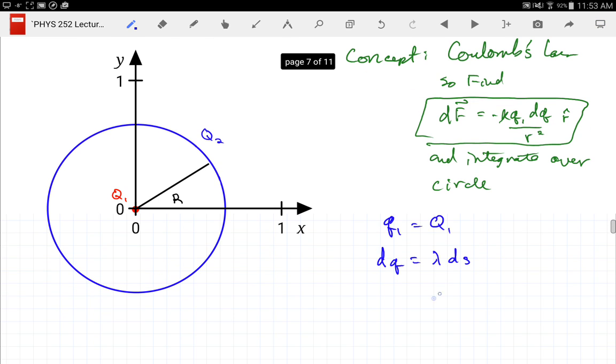And then I can say, well, from what we know, because I said the charge was uniformly distributed, lambda is my total charge. What's the total charge on that circle? Not 0. Look at the picture. Q2, yes. And then what's the length of the circle? 2πR.